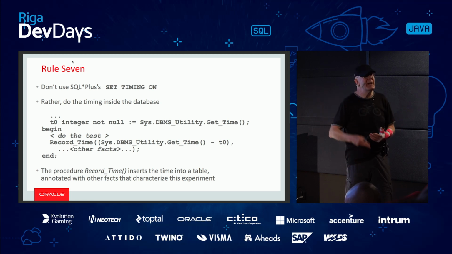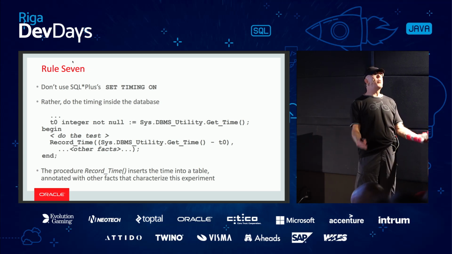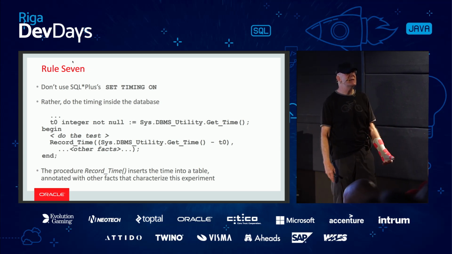What do you think? In an experiment like this, is wall clock time necessarily the best measure when it's all about computation? Which do you prefer, wall clock or CPU? Who prefers wall clock? Second one, CPU. Yes, there's only one way to get that, DBMS utility CPU.